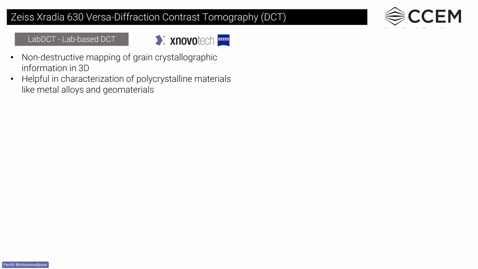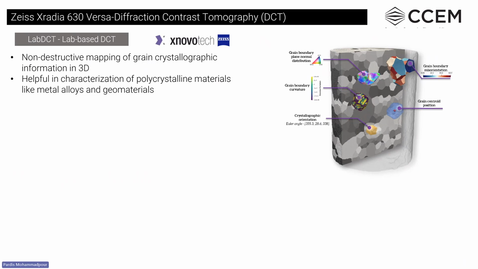LabDCT, for diffraction contrast tomography, is available exclusively on the X-Radia 630 and 620 Versa. This enables non-destructive mapping of grains in 3D. It's developed by Zeiss collaboration partner Xnovo Technology. This technique is very useful in characterization of polycrystalline materials like metal alloys and geomaterials. LabDCT offers specific information on grain centroid position, grain size, grain orientation, shape, and grain boundary information.